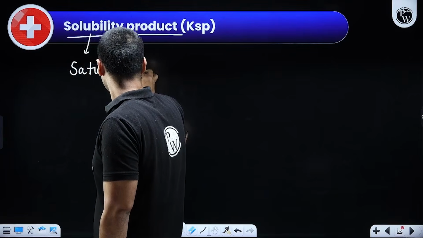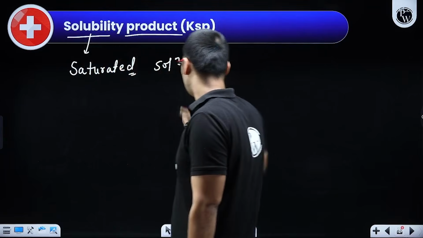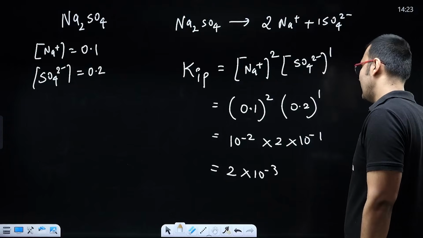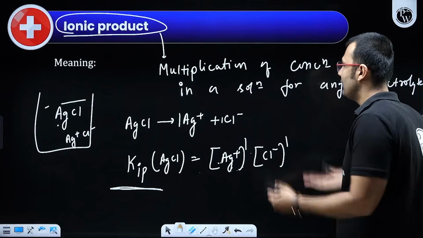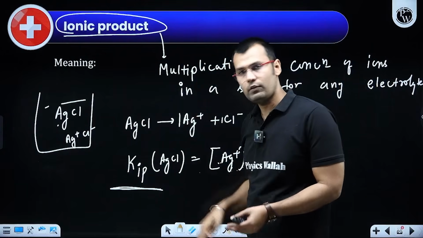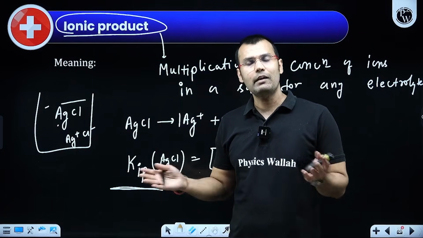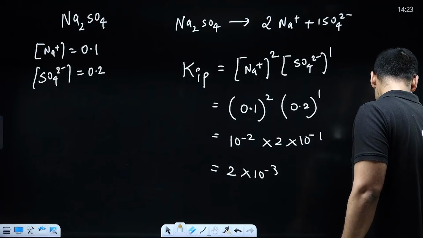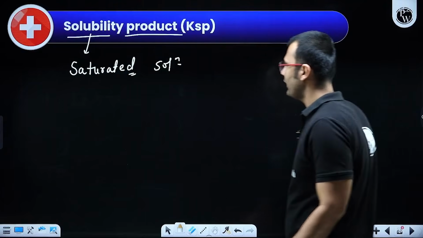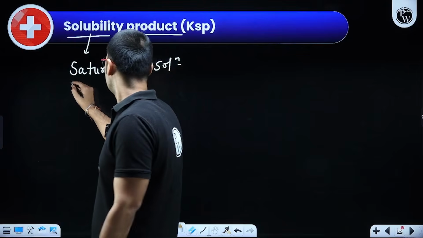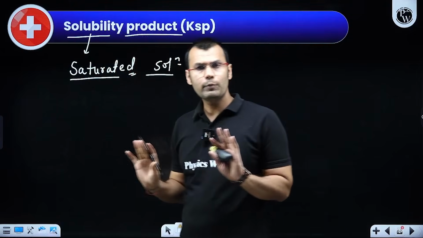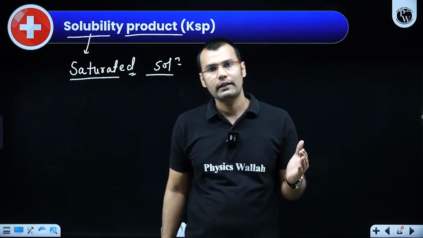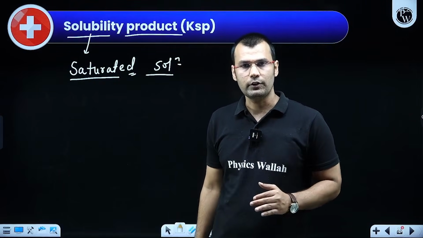See, when I talked about ionic product, I didn't say whether it is saturated, unsaturated, or supersaturated, because it doesn't matter. KIP can be calculated for any case. But when I am saying solubility product, the first point is it is calculated for a saturated solution. I hope you know very well about unsaturated, saturated and supersaturated solutions.